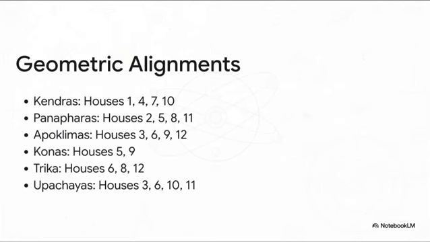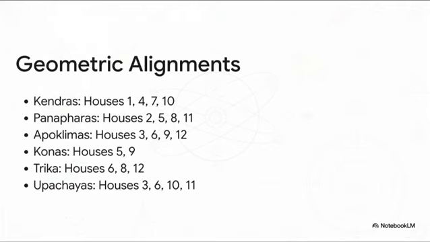Now that we have our 12 translated houses, we have to realize they aren't just some static list. They interact based on complex geometric alignments. The text mathematically categorizes these houses into specific groups, and this is where the structural genius really shines.